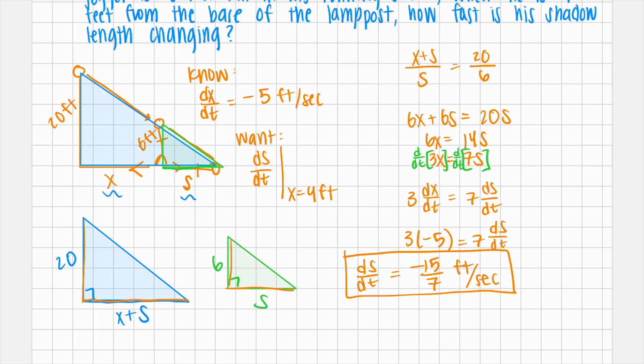Notice that your ds/dt is negative, so our shadow is getting smaller, which makes sense if you picture the person running towards the lamppost. These are a few examples of related rates problems with triangles.